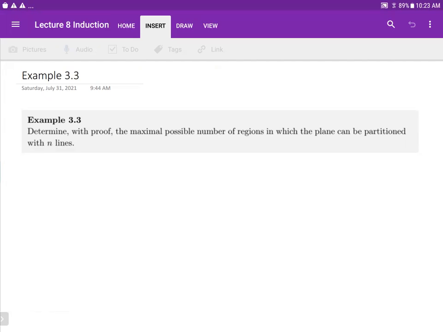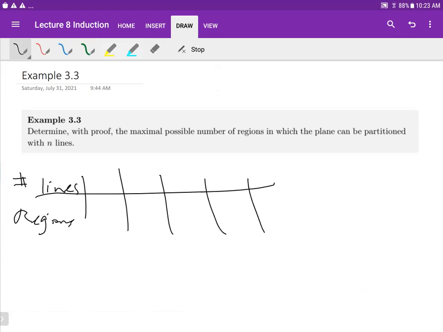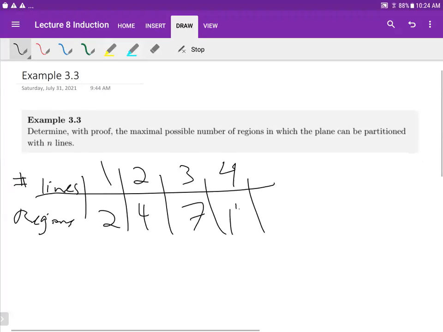And I believe that in the lecture, since Atreya already came up with the recursion for it, I will not be drawing out examples, but I will just include a table of values. So this is the number of lines, and this is regions. With one line, obviously you have 2. With 2 lines, you have 4. With 3 lines, you have 7. With 4 lines, you have 11. And 5 lines, you have 16.